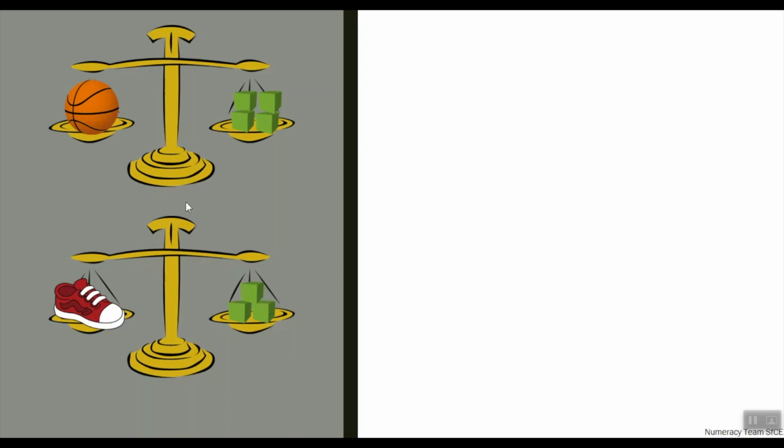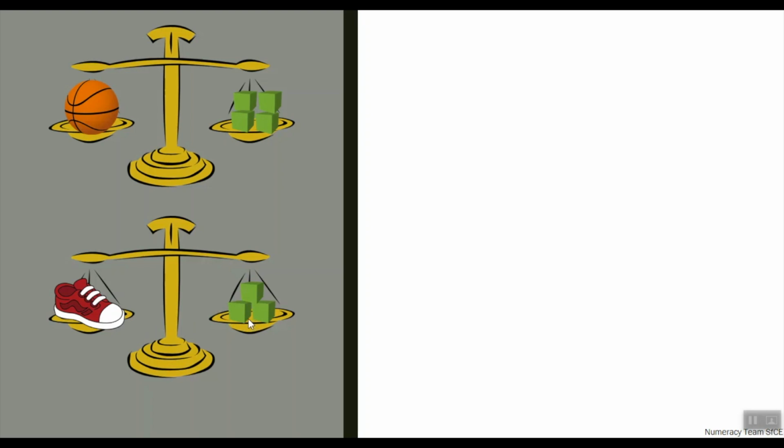We can see two balance scales. On the first pan balance we can see a ball on one side and 4 blocks on the other side. On the second pan balance there is a sports shoe on one side and 3 blocks on the other side. I noticed that both scales have their pans perfectly balanced. Do you remember what that means?